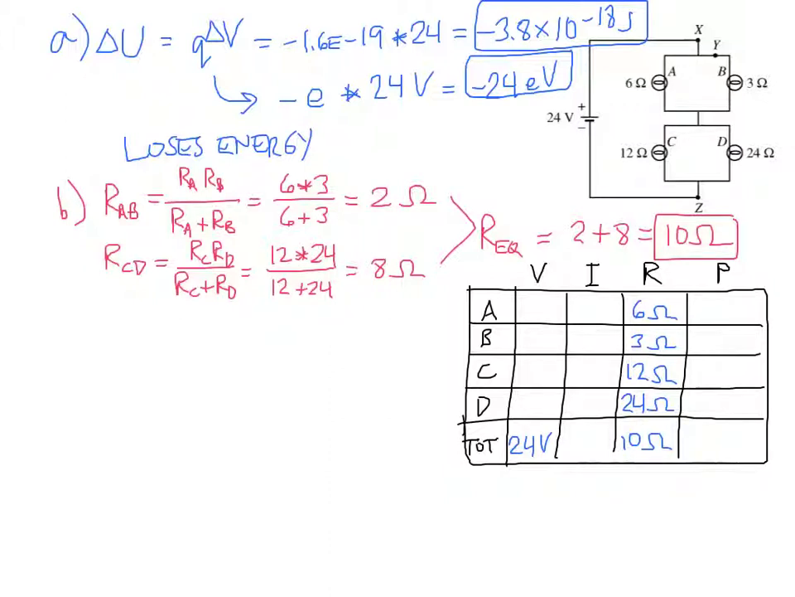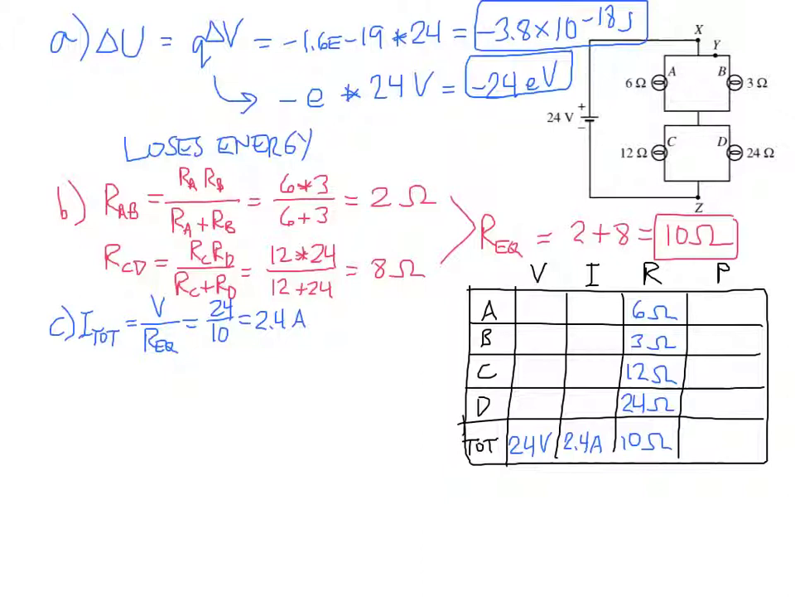So we can start by getting the current flowing out of the battery, which is the total current in the circuit. So under part C, we can say the I total is equal to the total voltage divided by the total resistance, which we called R equivalent. And that is 24 divided by 10, or 2.4 amps. So I'll put that in the appropriate place in the chart.